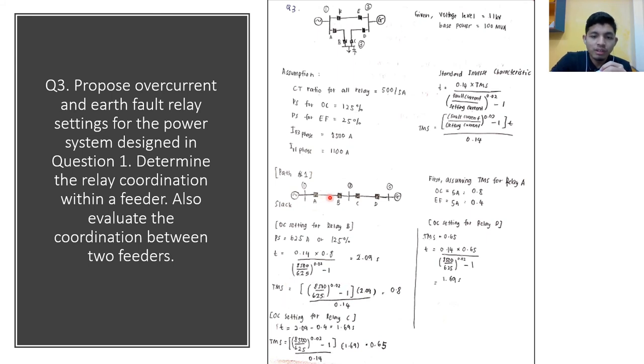First I assume the TMS for relay A, and then I need to find the T for relay B. So I can find the settings for the relays within the same feeder. For between two feeders, I need to take the previous T that I got and subtract 0.4 to get the new TMS for C, and also use the same TMS to find the T for D.